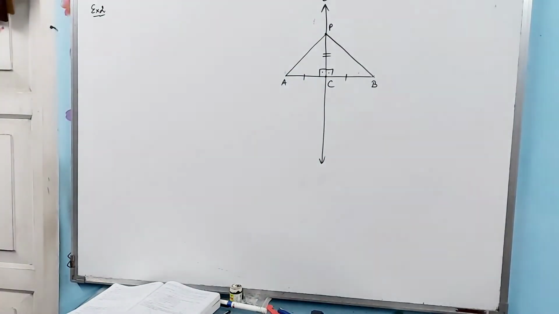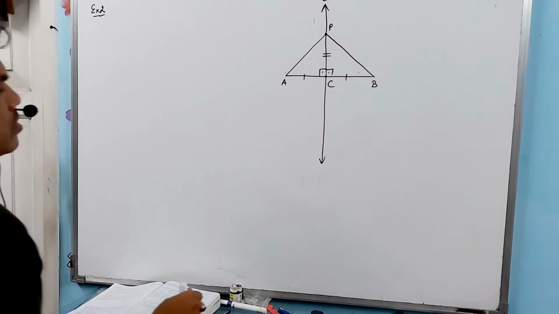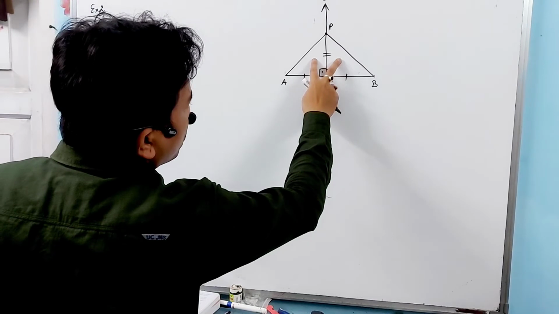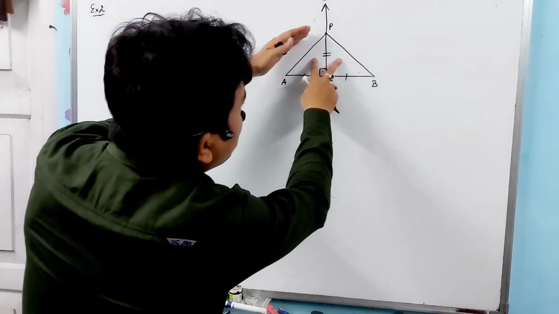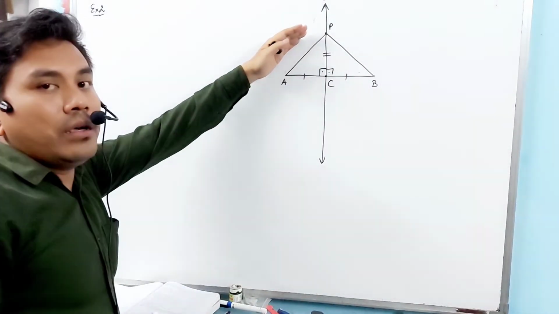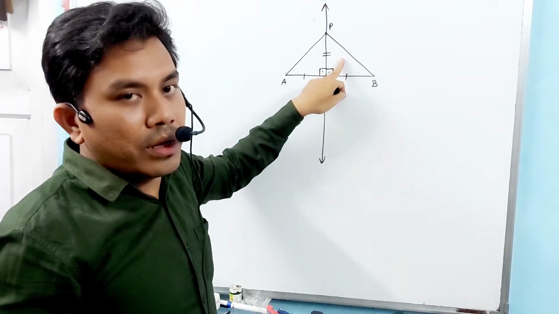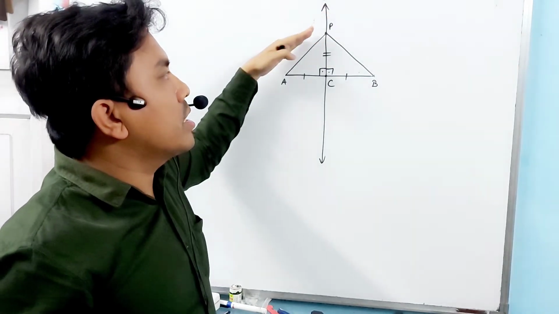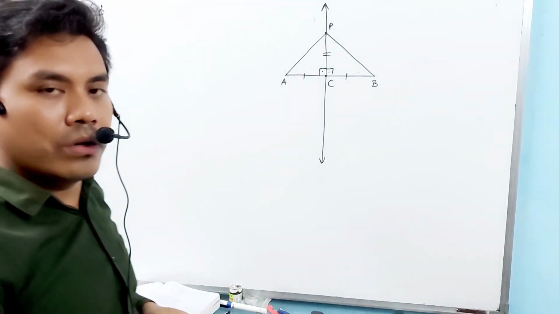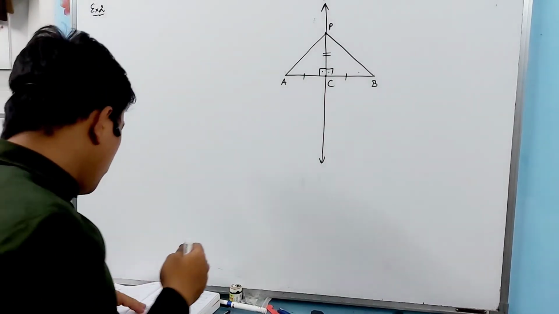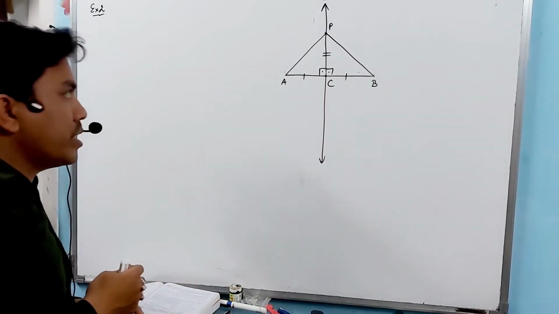Is it clear? So now, after proving that both the triangles are congruent, can we say that AP and BP will be equal by CPCT? Yes. If two triangles are congruent, then the remaining corresponding sides will be equal. Okay? Alright. So, the solution is already given, but try to do it by yourself. The previous one I have done, this one you try by yourself.